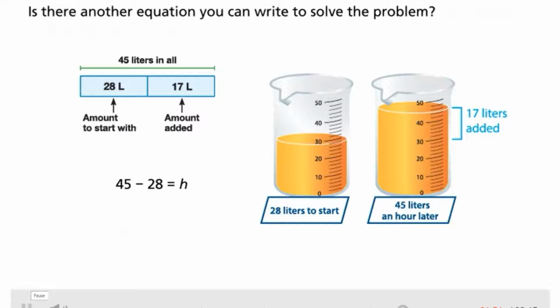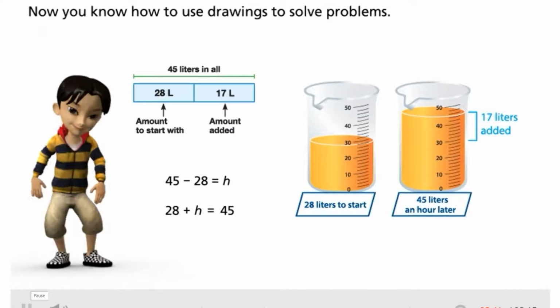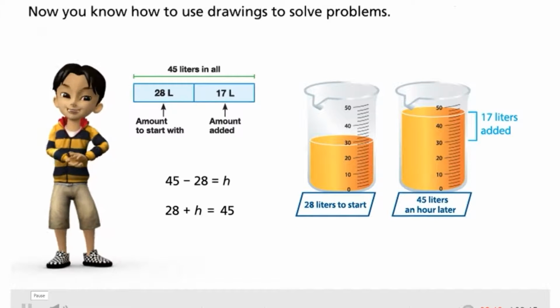Is there another equation you can write to solve the problem? Yes, you could write the addition equation 28 plus H equals 45. So in both equations, H equals 17 liters of juice added. Now you know how to use drawings to solve problems.